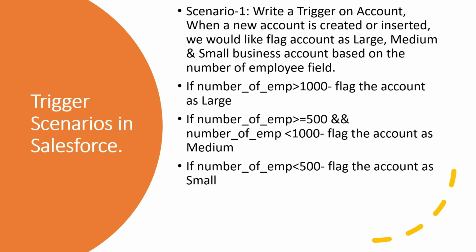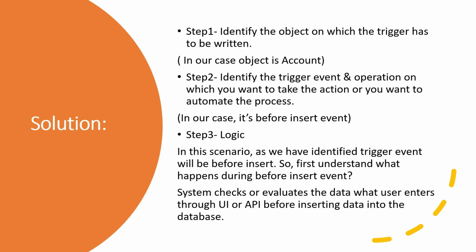Trigger scenarios in Salesforce. Scenario number one: write a trigger on account, when a new account is created or inserted, we would like to flag the account as large, medium, or small business account based on the number of employees field. If the number of employees is greater than 1,000, we want to flag the account as large. If it is greater than or equal to 500 and less than 1000, we want to flag the account as medium, and if it is less than 500, we want to flag the account as small.